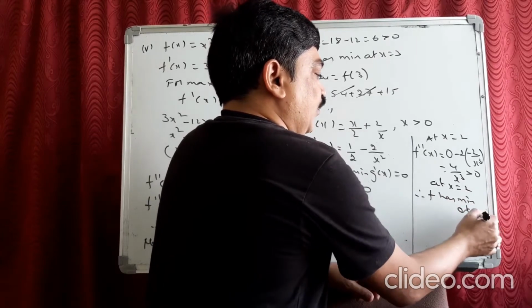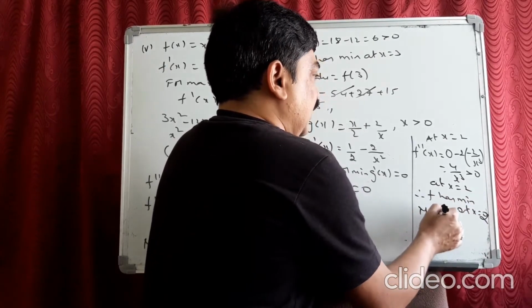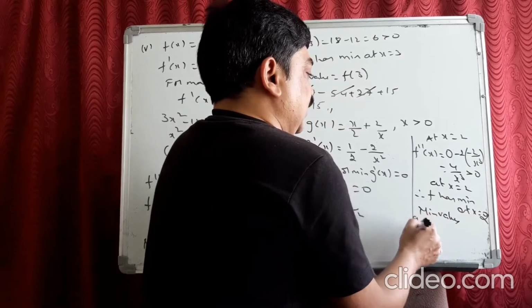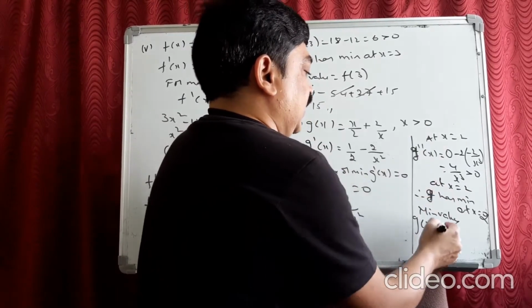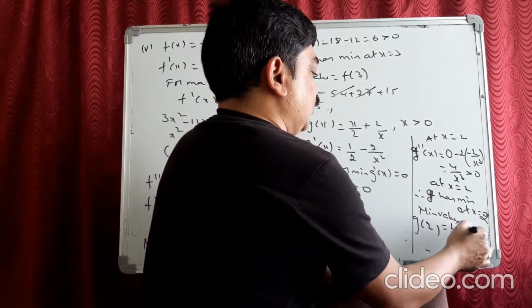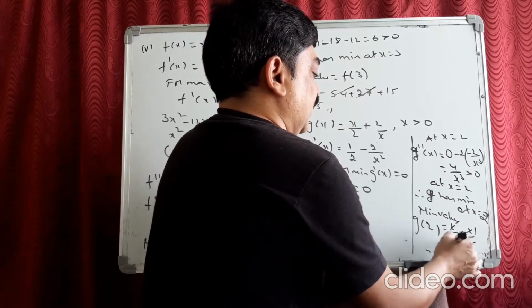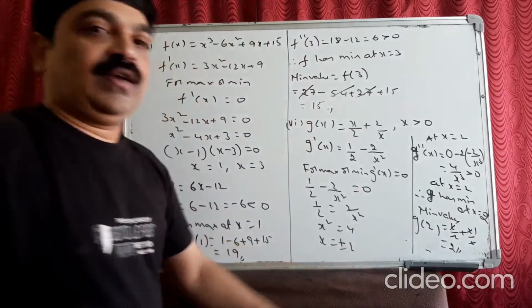What is that minimum value? Minimum value is g of 2. Sorry, it is g. g of 2 is 2 by 2 plus 2 by 2. That is 1 plus 1. 2 is the answer.